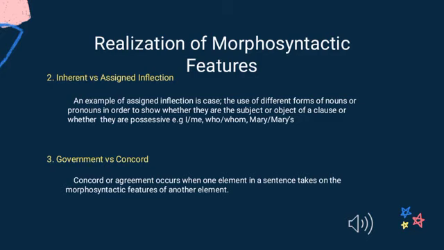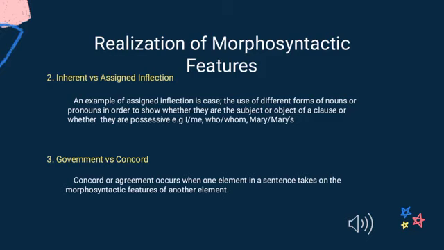First, an inherent property may be associated with some but not all words in a lexeme paradigm. Second, a property may be invariably associated with the words in a lexeme paradigm. An example of assigned inflection is case, the use of different forms of nouns or pronouns in order to show whether they are the subject or object of a clause or whether they are possessive. Example, I or me, who or whom, Mary or Mary's.